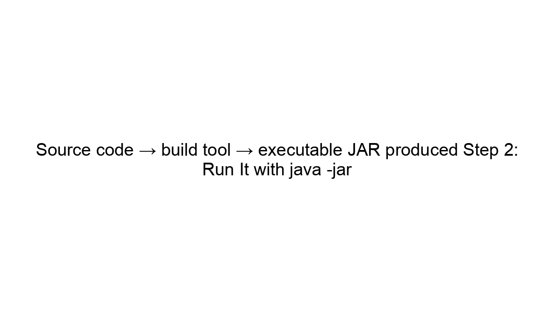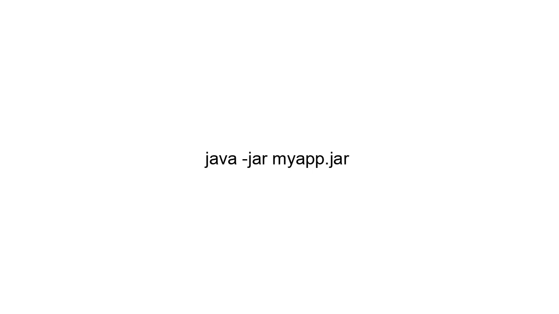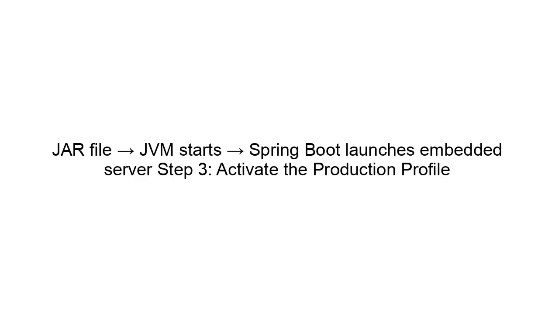Step 2. Run it with java -jar. The standard way to start a Spring Boot executable jar is java -jar myapp.jar. Spring Boot explicitly supports starting applications this way. Example concept: jar file, JVM starts, Spring Boot launches embedded server.